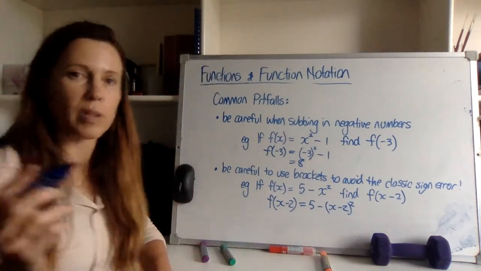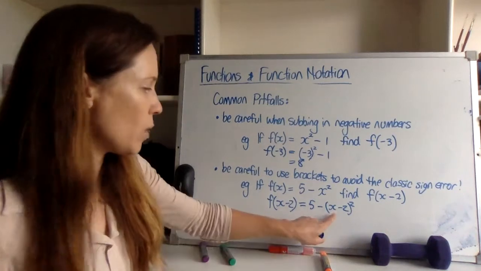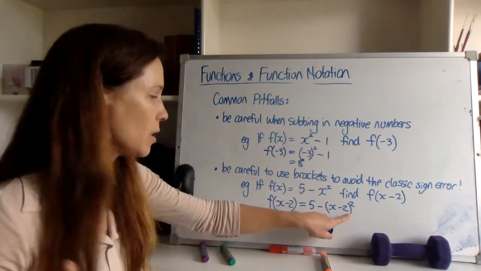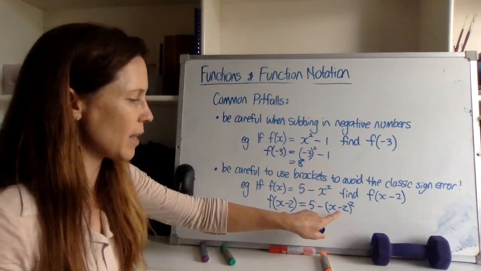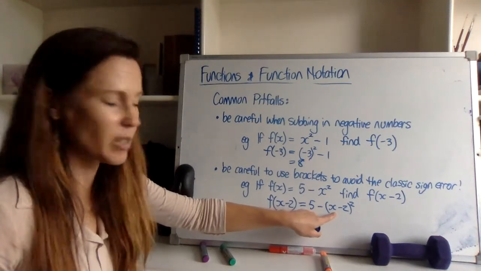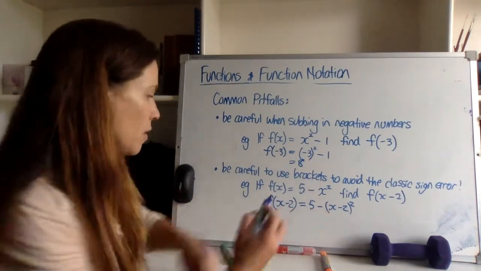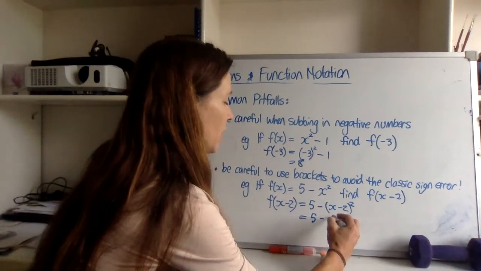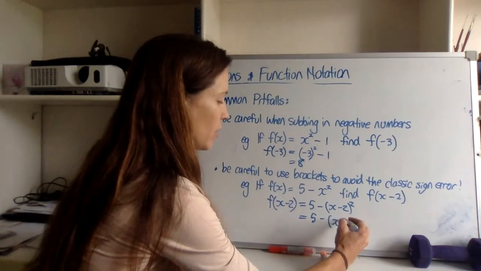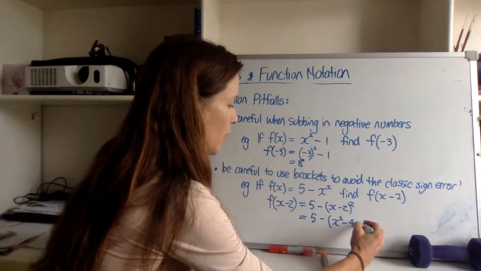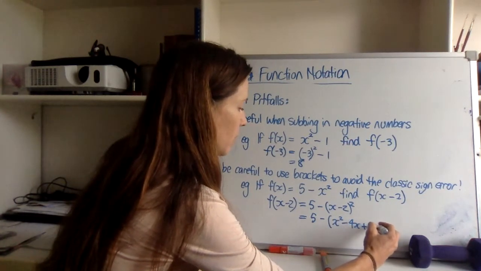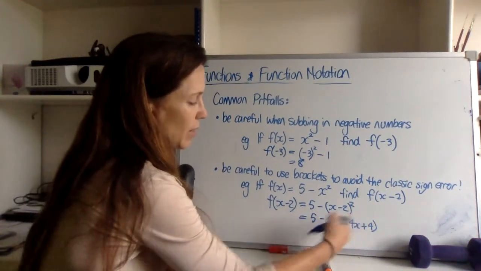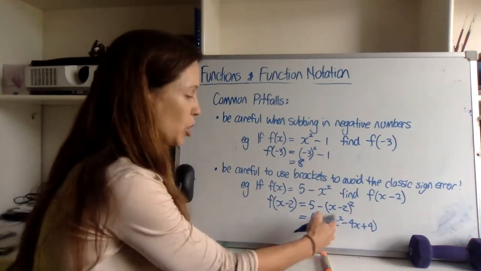Now, at this point, an error can creep in. When you expand this out, one common error is to not include the middle term. Remember that this is going to expand to x squared minus 4x plus 4. My tip would be, do that extra line of working where you expand this out first, remembering the middle term, and then multiply everything by this negative 1 that's out the front, which will change the sign.